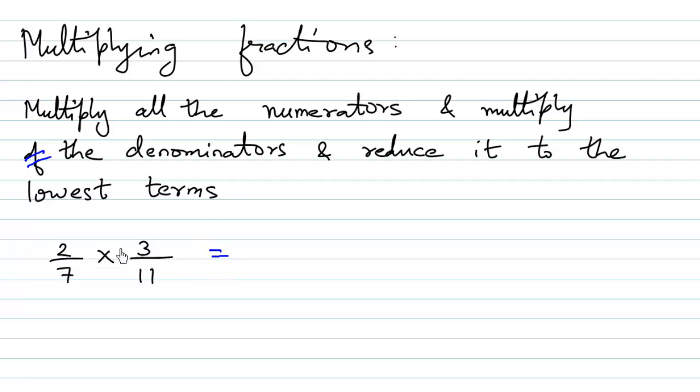For example, 2 upon 7 multiplied by 3 upon 11. So we can simply multiply 2 and 3 and we can simply multiply 7 and 11. So in fact, if you observe carefully, multiplying fractions is much easier than adding or subtracting fractions, in which you require a common denominator. Over here, you do not require any common denominator. So this is 2 3s are 6 and 7 11s are 77. And this is irreducible. So 6 upon 77 is the answer.